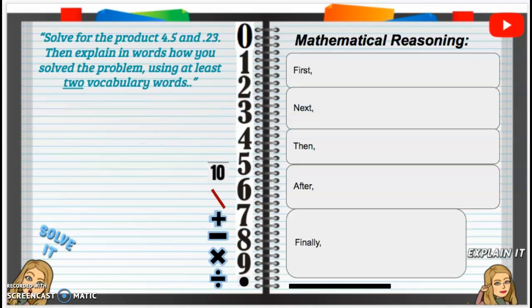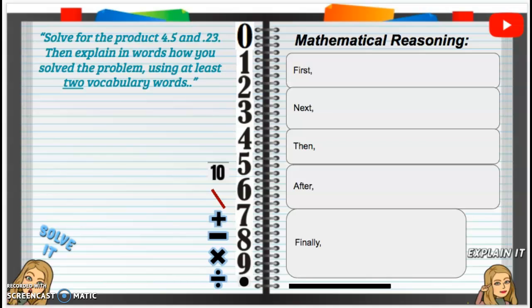All right, so the next slide shows our prompt here. It says solve for the product 4 and 5/10 and 0 and 23/100. Then explain in words how you solved the problem using at least 2 vocabulary words.